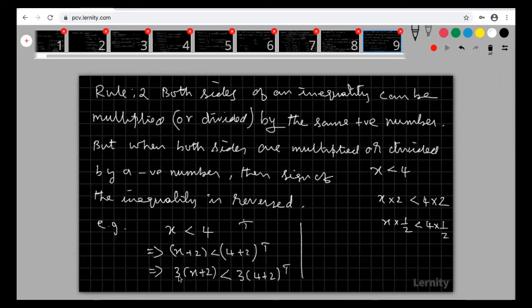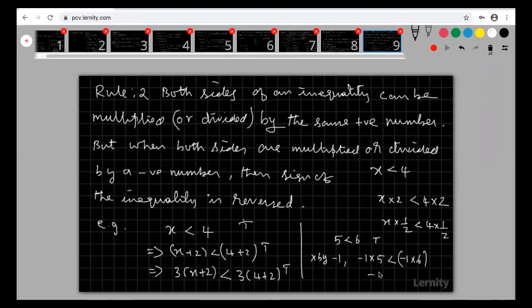Okay, right. So when you multiply by a negative number, what happens? We will discuss. Now look at that: 5 is less than 6. Is this true or not? This is true. Okay, suppose I am multiplying by -1, a negative number. Both sides multiplied by -1: -1 into 5, and here -1 into 6.